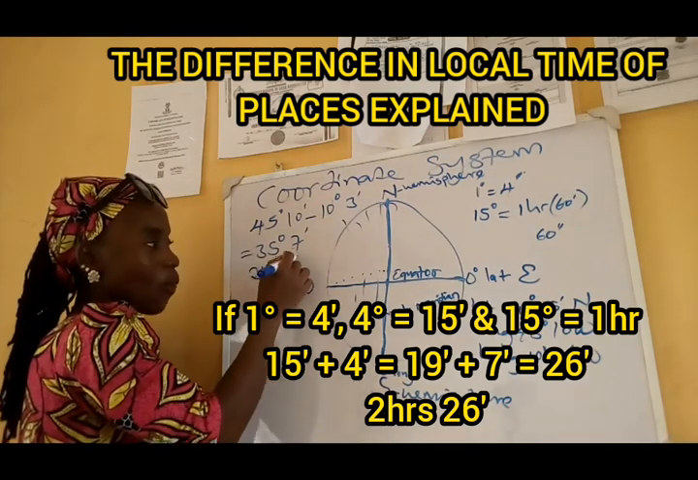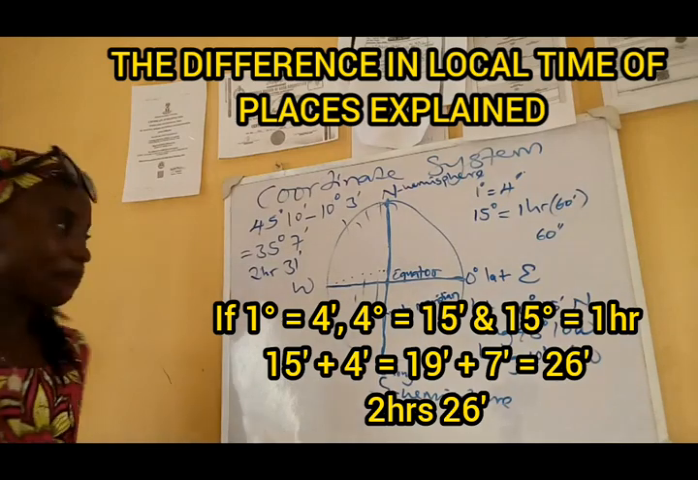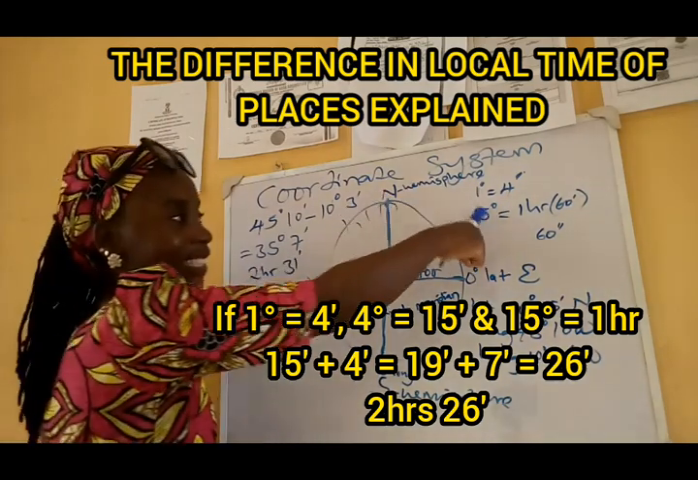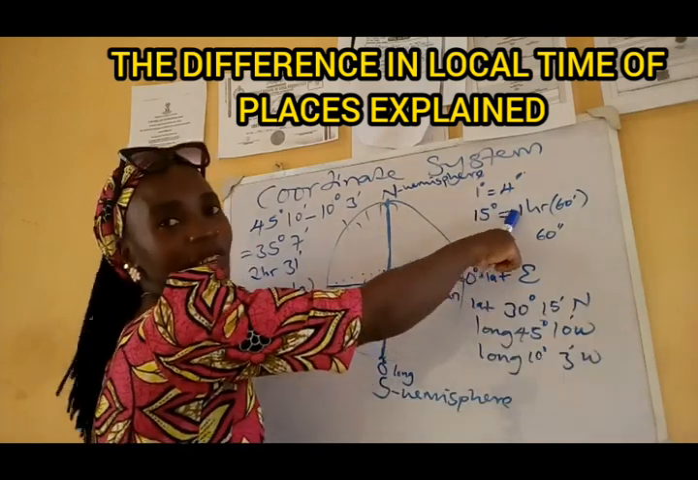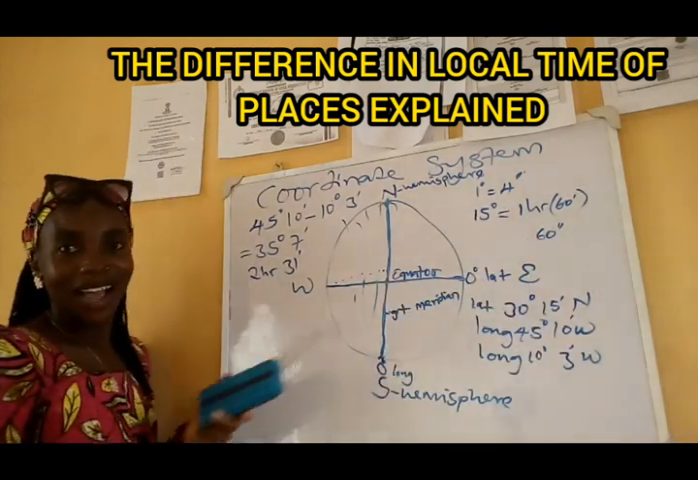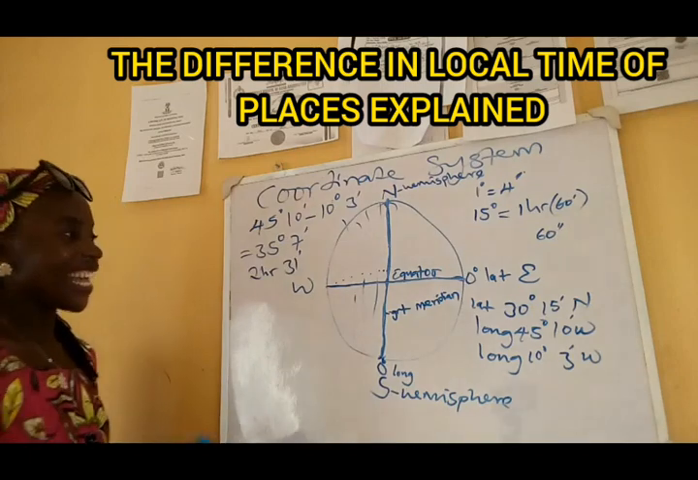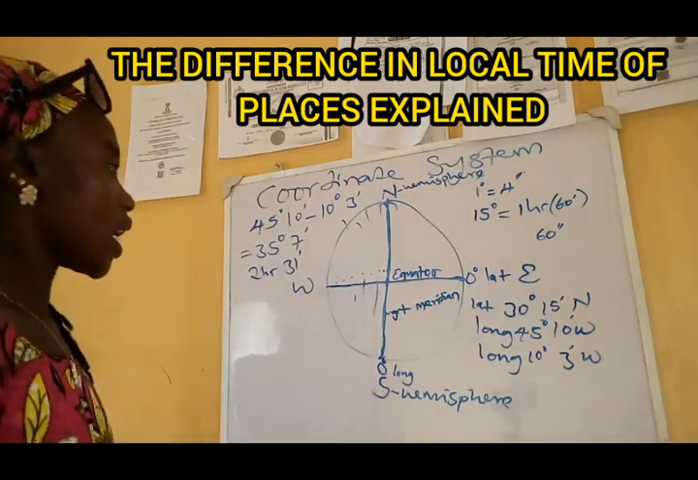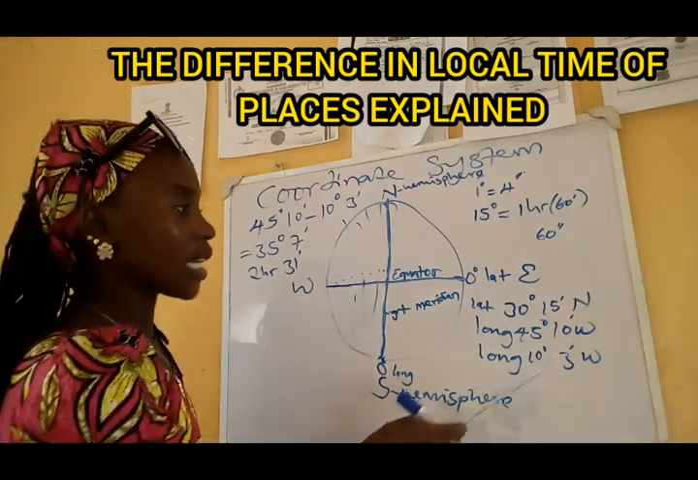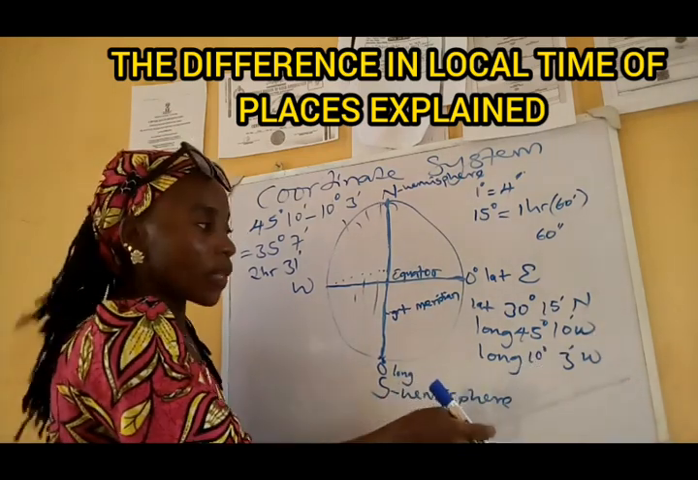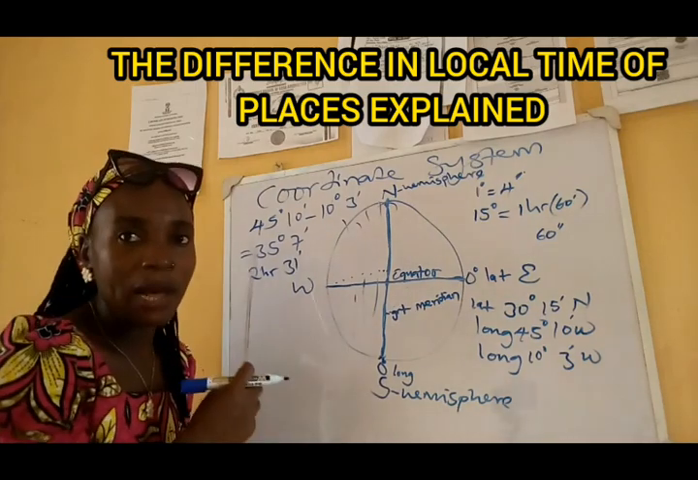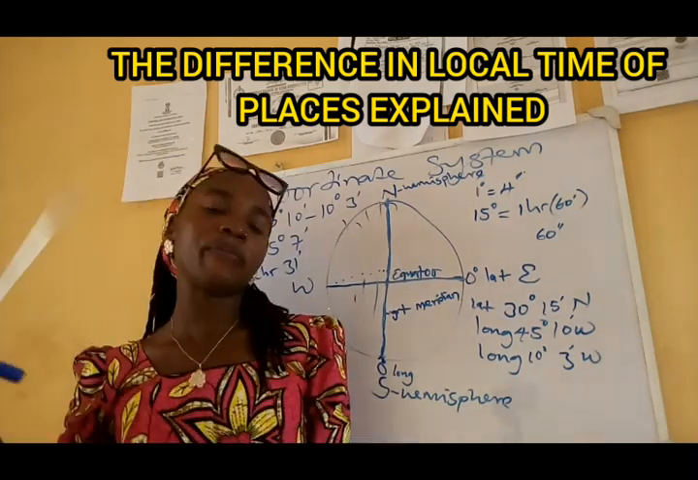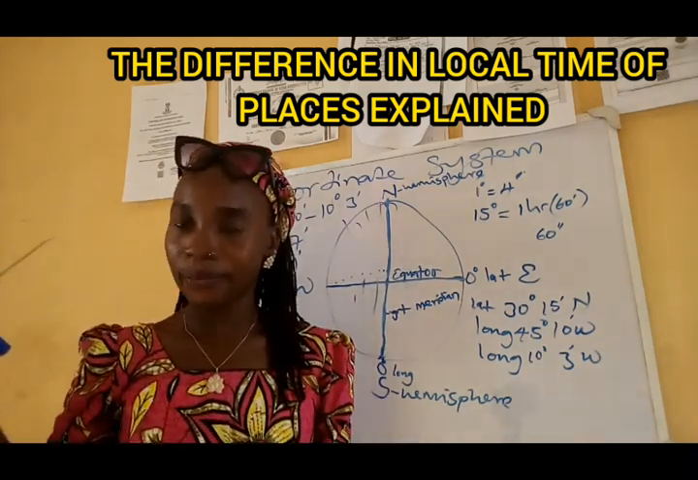31 minutes. Very simple. It's just understanding that 1 degree equals 4 minutes, and 15 degrees equals 1 hour. Then you come back and say, if this person is at the west, I'm at the west, then the person is far behind me, the person will be losing time.